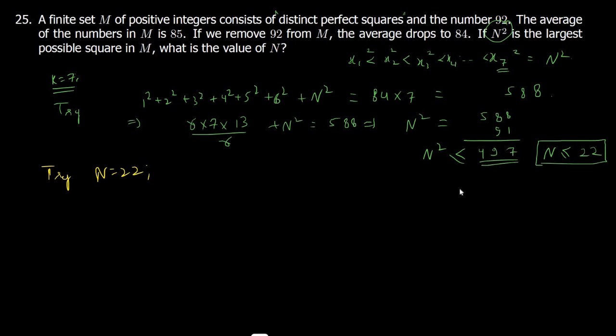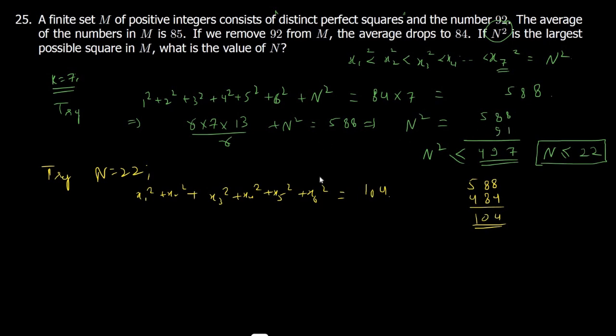588 minus 484, how much is 588 minus 484? It is 104. So we want x1 square plus x2 square plus x3 square plus x4 square plus x5 square plus x6 square to equal 104. Now we saw that the sum of squares till 6 square was 91.